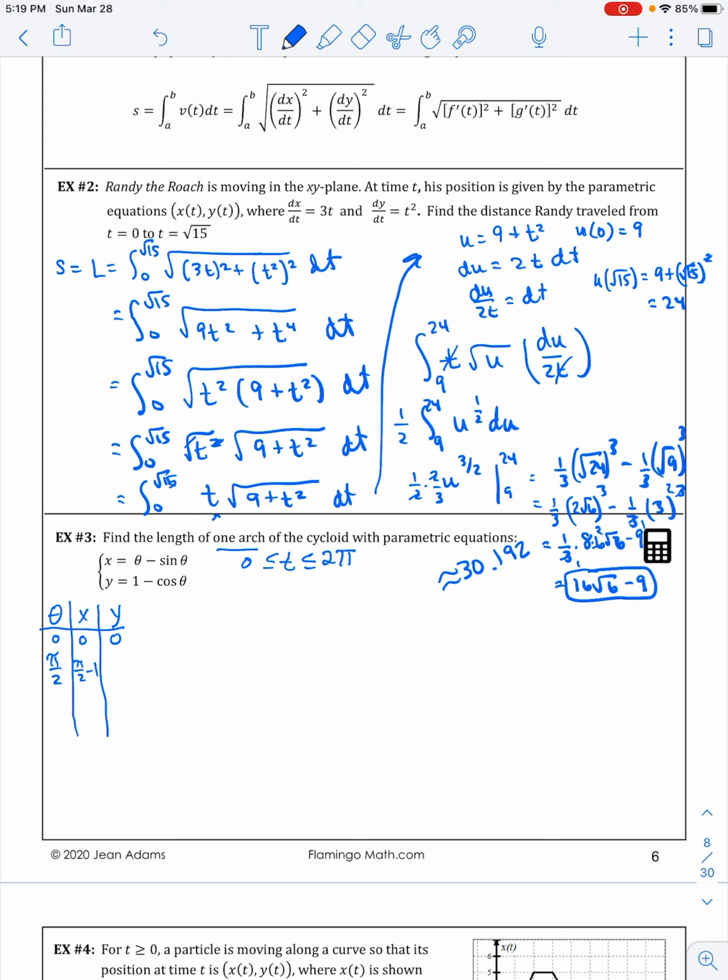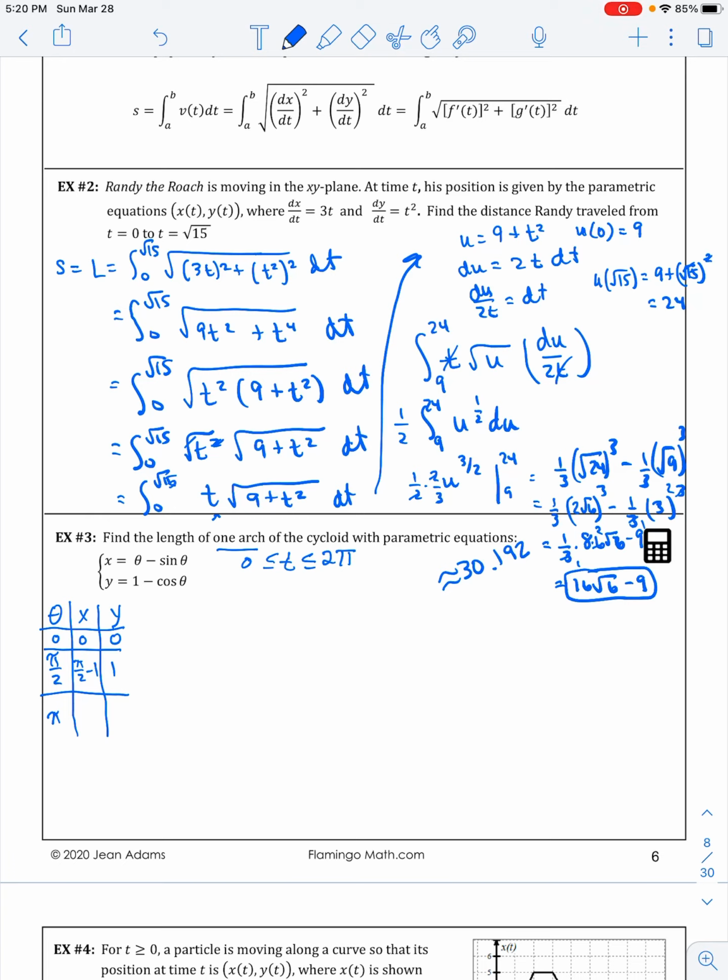So that's pi over 2 minus 1, because the sine of pi over 2 is 1. And if you gave me an approximation, well, I'm not even going to do an approximation right now, but I can come back to that. And then my y is going to be 1 minus the cosine of pi over 2, which is 0. So 1 minus 0 is just 1.